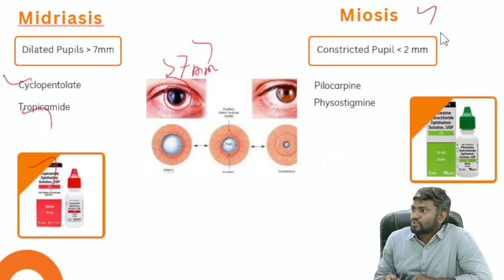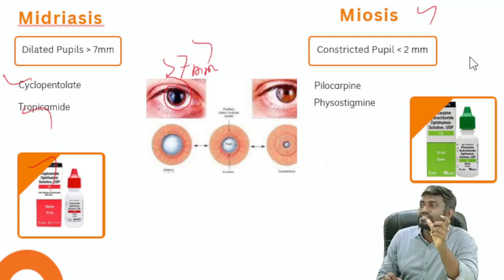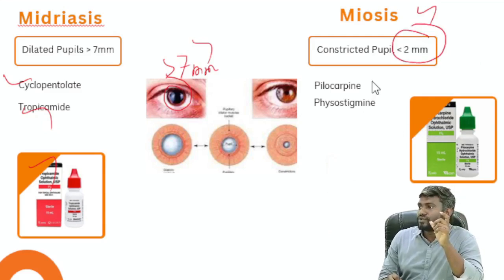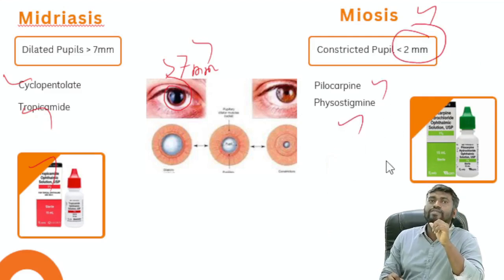In case of miosis, what is miosis, sir? It is the constriction of the pupil to less than 2 mm. Yes, for miosis, you are going to give two drugs. It's going to be either pilocarpine or physostigmine.